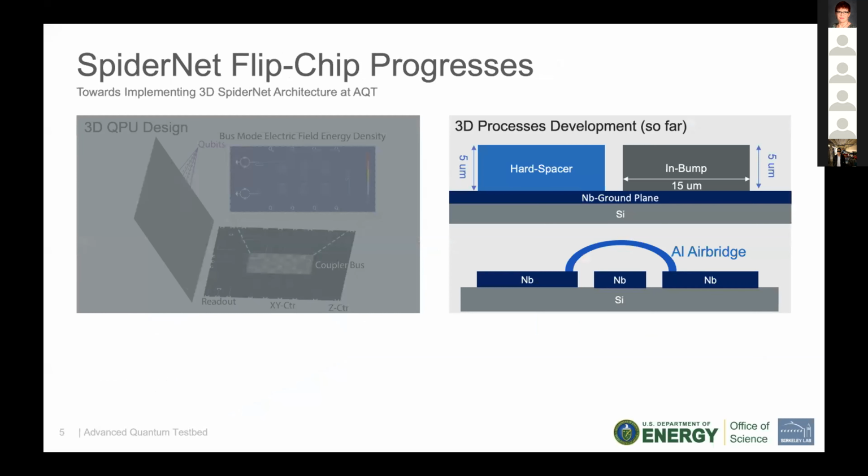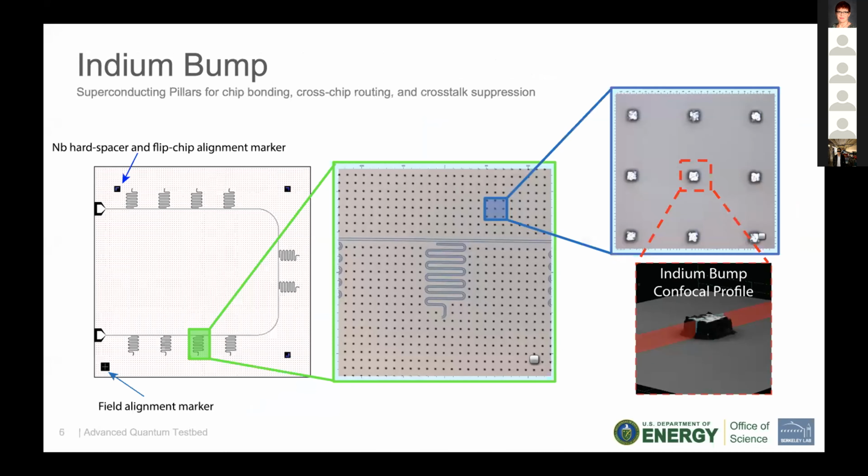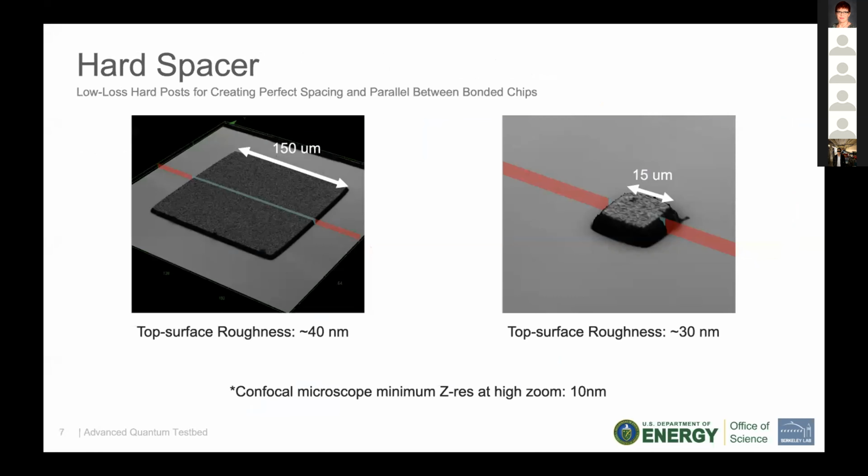So the fabrication: before the lockdown happened in March, we developed the 3 critical pieces of technology that enable us to fabricate our new quantum processor, which are the indium bumps, the hard spacer, and the aluminum air bridges that are used to connect different parts of the chip together on the wiring chip. So this is what our indium bumps look like on a test resonator chip. And this is what our hard spacer looks like. It provides nanometer level accuracy in creating a spacing between two chips.